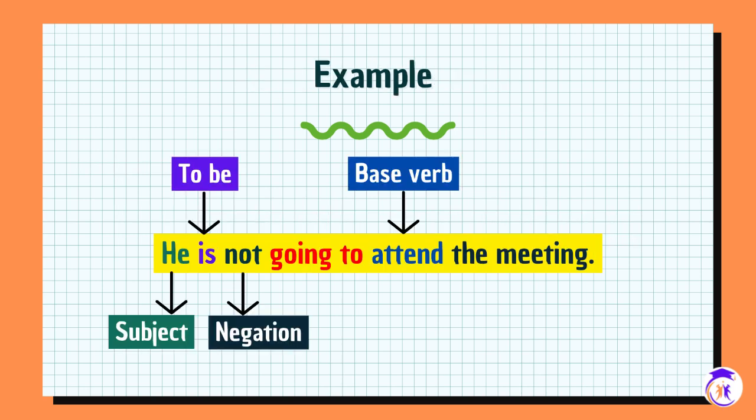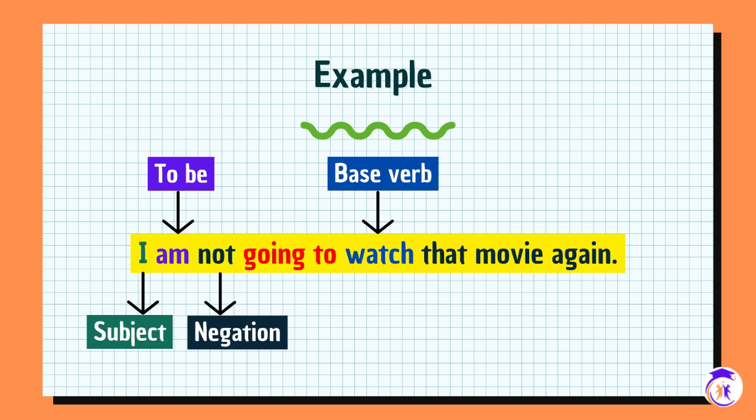For example, he is not going to attend the meeting. In this sentence, we place the negation word, not, after the is to make the statement negative and indicate the action of not attending the meeting in the future. I am not going to watch that movie again. Here again, we place the negation word, not, after the am to make the statement negative and indicate the decision not to watch the movie in the future.